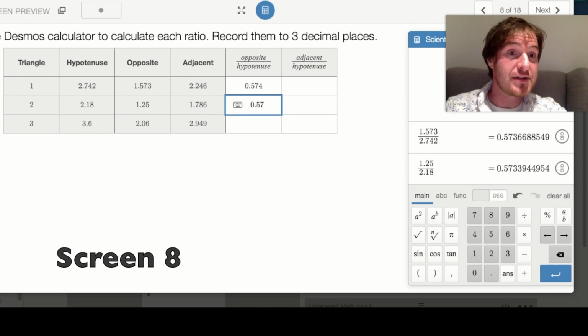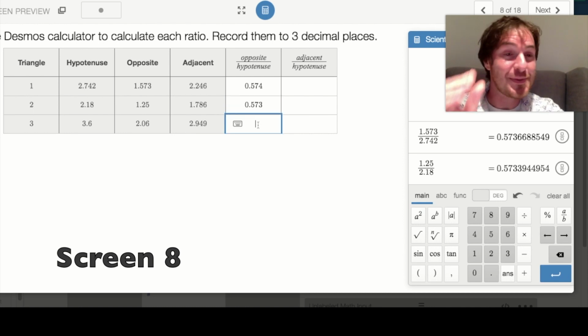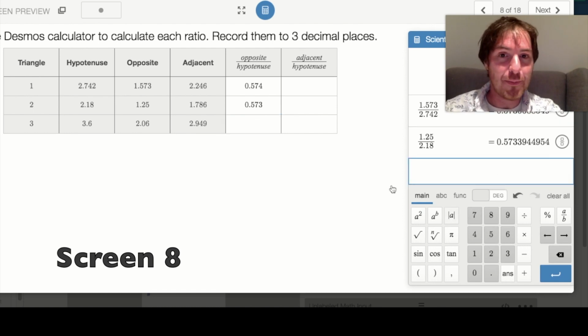All right, this is going to round up. Ooh, this one actually doesn't. This one rounds down. We're going to 3 decimal places. So it's not exact, but again, rounding errors, I think, got us there. So anyways, last one, let's check it out. What are we predicting? Well, 0.573 or 0.574. And let's just make sure that that is what it is.